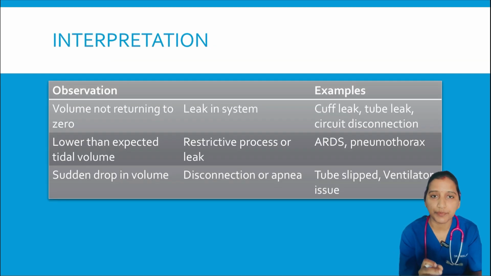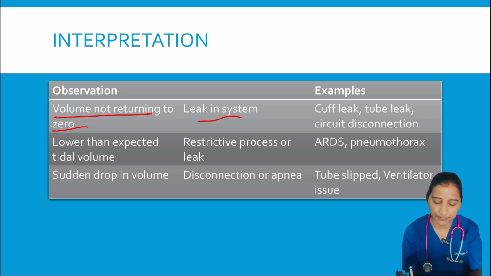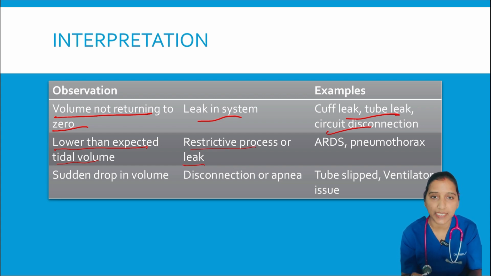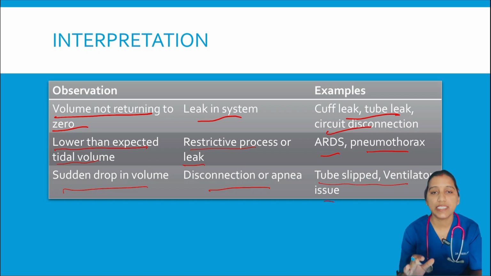So let's come to the interpretation, where if the volume is not returning to zero, then there is an air leak in the system. And we have to think of conditions like cuff leak, tube leak, or circuit disconnection. Next, if the volume curve is lower than the expected tidal volume, then we could think of conditions like restrictive conditions, or it could be due to leak. So could be due to ARDS or pneumothorax. Next, if there is a sudden drop in the volume, it could be due to disconnection or apnea, tube getting slipped, or ventilator issues. So these are the things that we have to think of while looking at the volume time scalar.